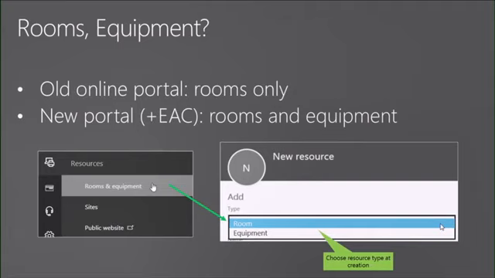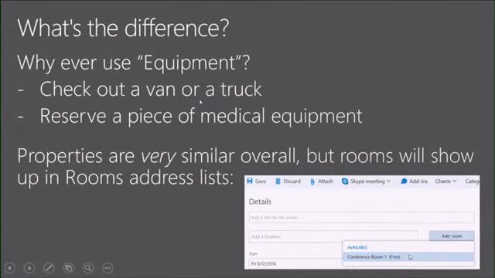In the new portal, if you go to rooms and equipment, there's only one plus button to add a resource, and then you get to choose: do you want to create a room or do you want to create equipment? So the question is, why would you even do that? Ultimately, a room has pretty much the same properties as equipment, but equipment is something you would typically want for, let's say, a van or a projector, or there was actually a funny example yesterday, a fax machine, I think, which I thought was different.